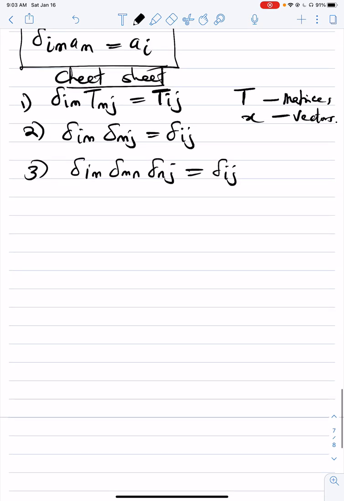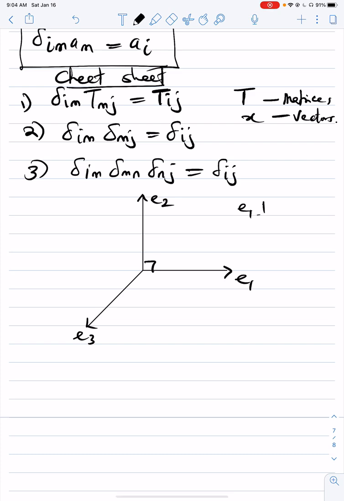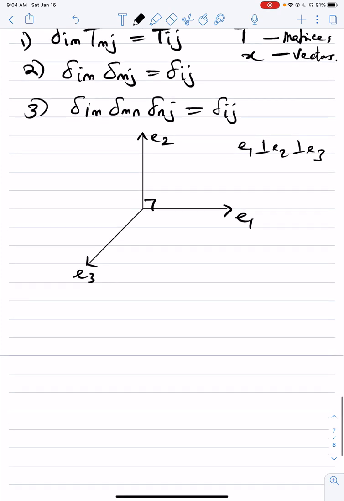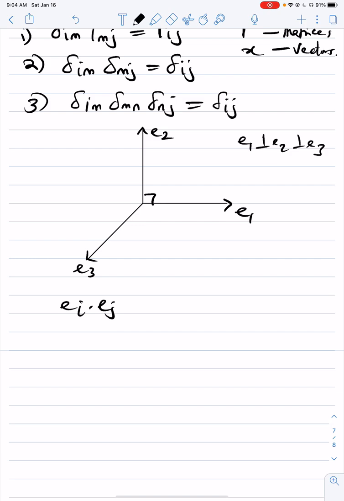So let's assume you have 3 unit vectors, e1, e2, e3, and they're perpendicular or orthogonal to each other. Then the expression ei dot ej will give you the Kronecker delta. So let's assume these are your unit vectors, and they are perpendicular to each other. So this expression holds.